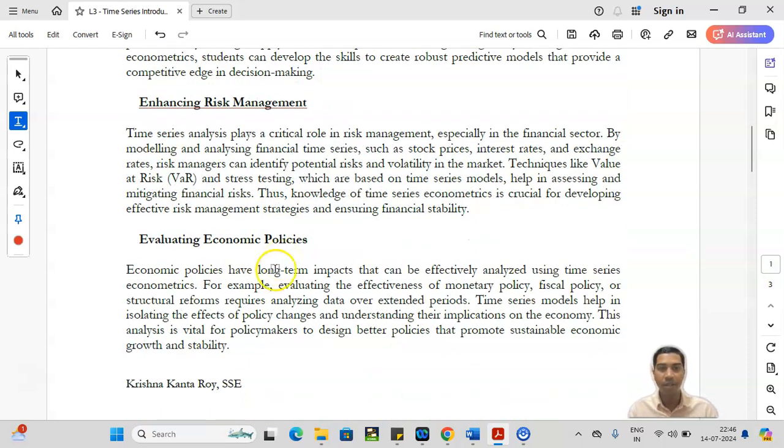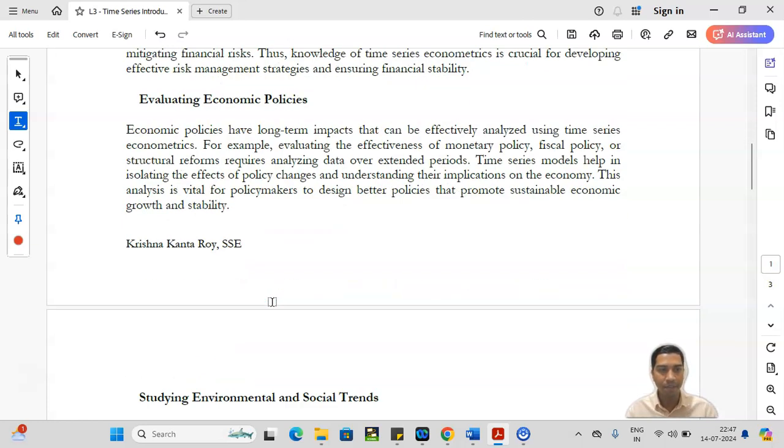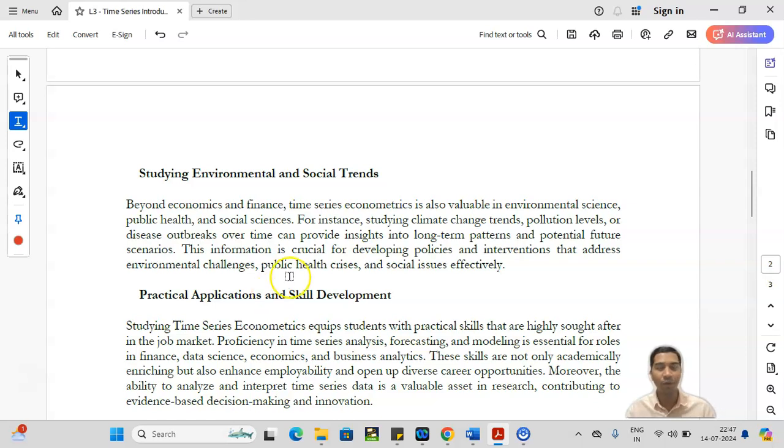Another could be evaluating economic policies. You know that every government makes different policies. While making policies, they want to understand the relationship between variables and the long-term relationship between variables, so that they can make policies accordingly. So time series is definitely useful for policy making purposes. Another is that environment is a major issue these days, so we find data or variables related to environment or social trends.